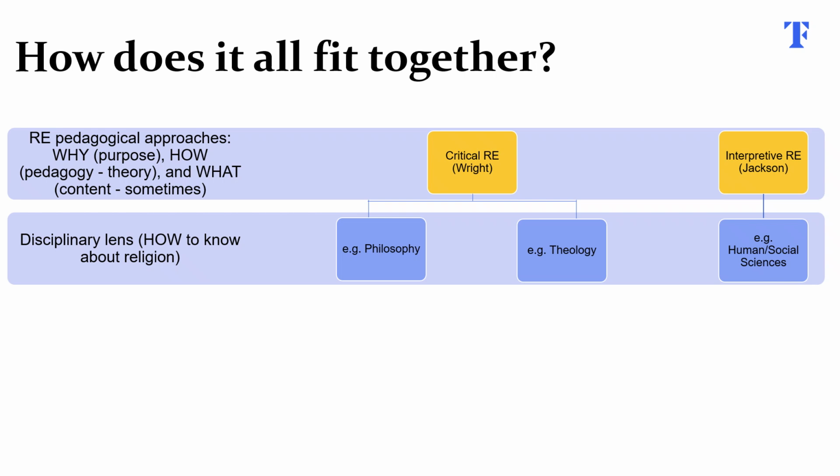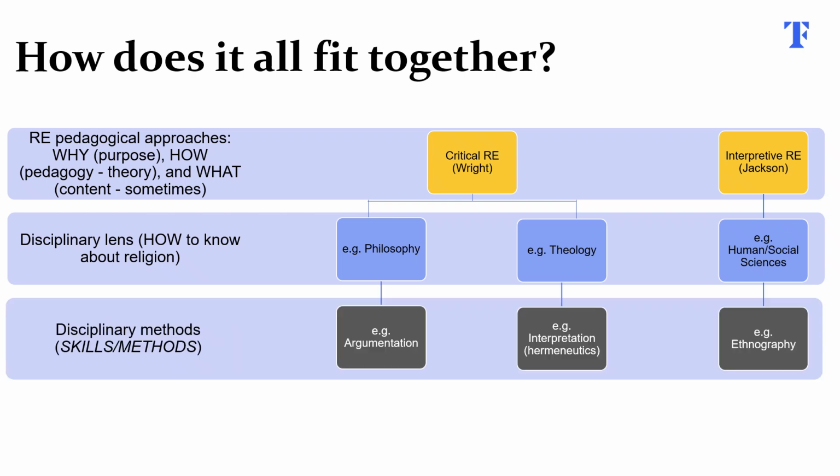Some RE pedagogies prioritise just one disciplinary lens. For example, Robert Jackson's interpretive RE is a deliberate and, at the time, innovative privileging of the human and social sciences lens. Others prioritise more than one, as you can see here with CRE. Please note, this doesn't mean that you can only do theology and philosophy lenses through critical RE. This is just an example.